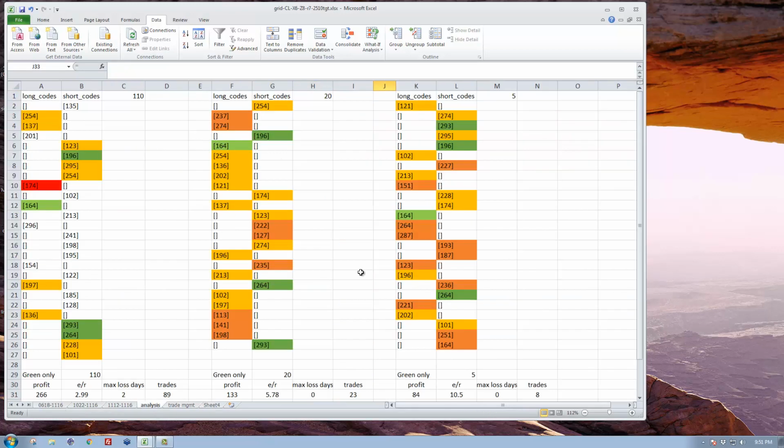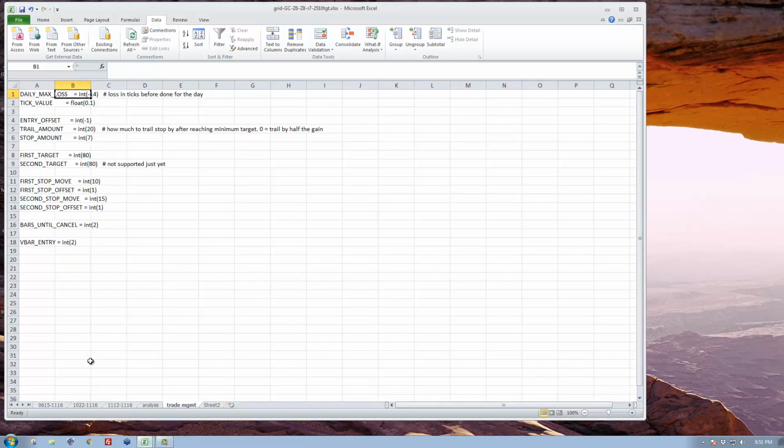Now, I also did this for gold, okay, and that's here. So we can take a look at gold. Gold, the trade management is a little bit different. We use 7 tick stops, and we'll take 2 losses. So that's minus 14 ticks or $140. We trail by 20. Target is 80 ticks. We move the stop at plus 10 to entry plus 1. All right. And then that's it.